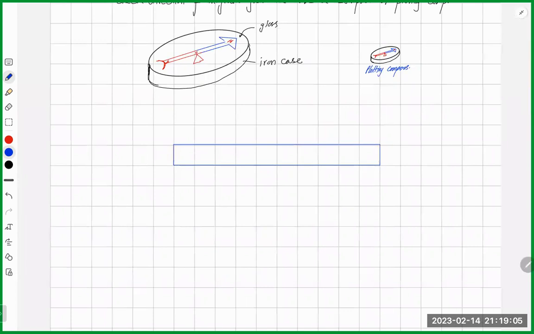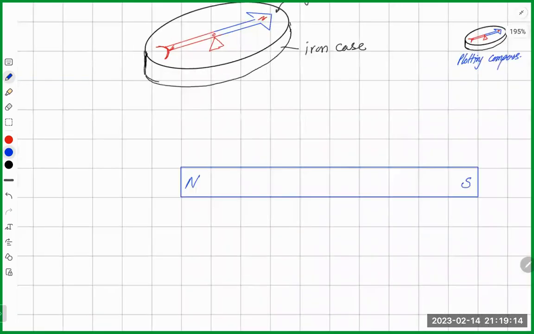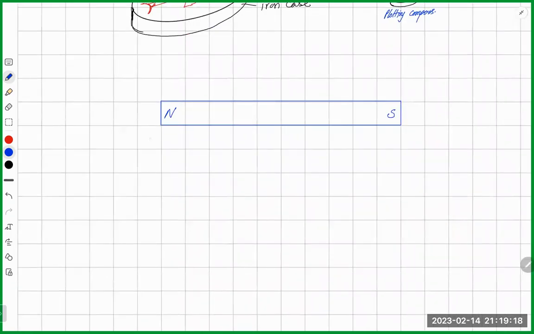There's a north pole over here. There's a south pole over here. So what you do is, for example, you want to plot the direction of the magnetic field around this bar magnet.